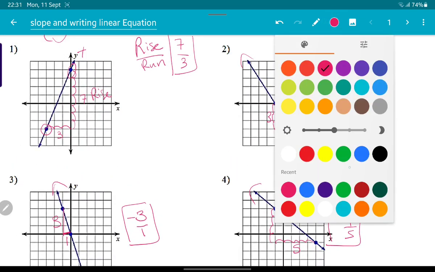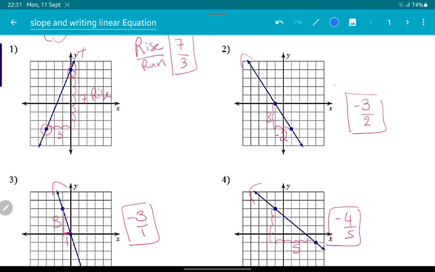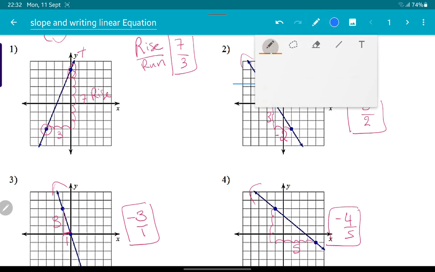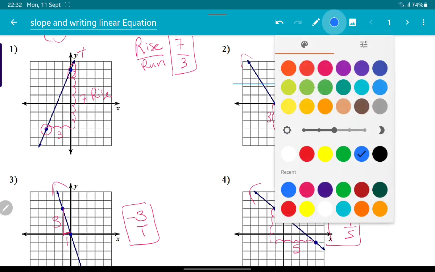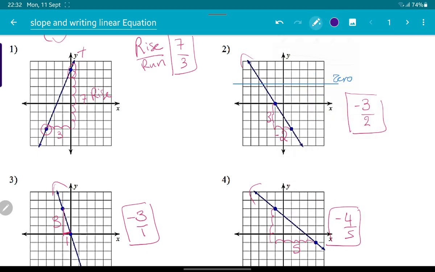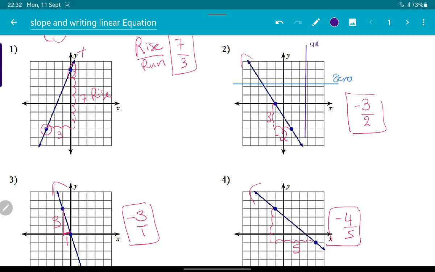In a different example, if our graph is going this way, so it's parallel to the x-axis, in this case, our slope will be 0. In a different one, if the line is parallel to the y-axis like this, now the slope will be undefined.